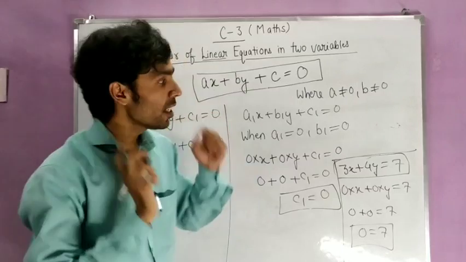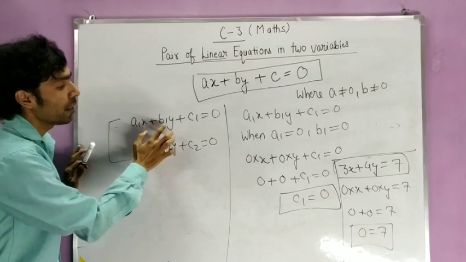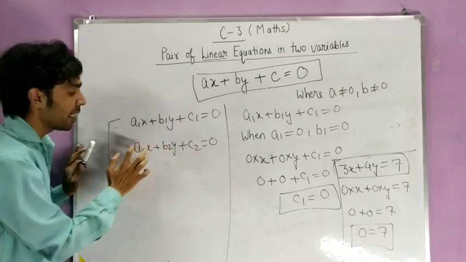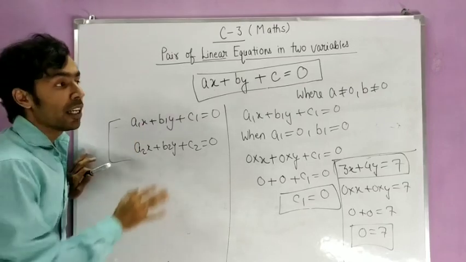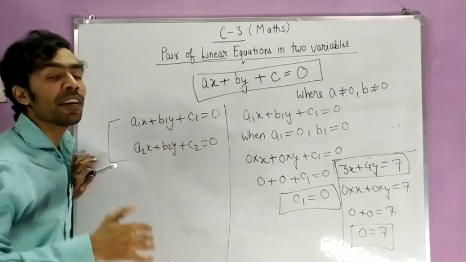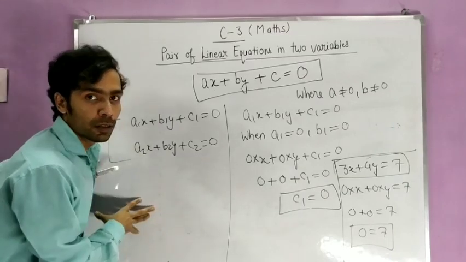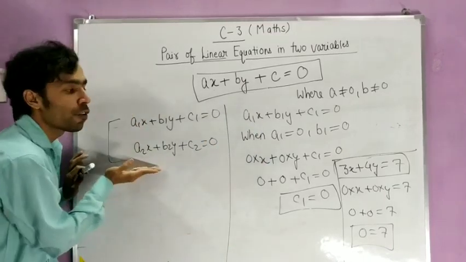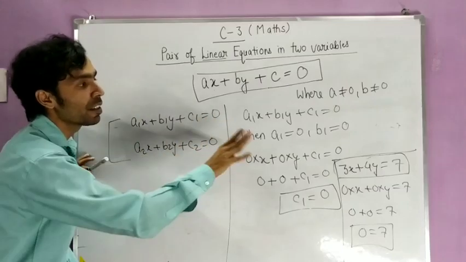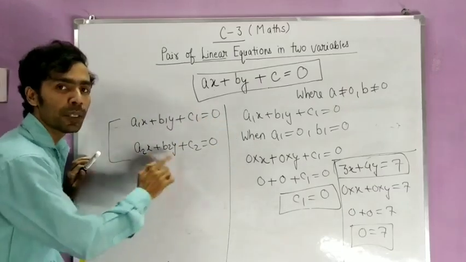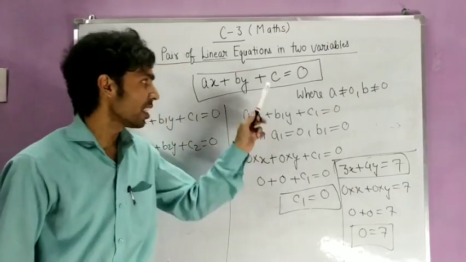Okay, so it is clear that in the linear equation in two variables, a1, b1, sorry, a1, b1 and a2, b2 cannot be 0, because if it were 0, its variable part would be removed, and when the variable part is removed, it will no longer be an equation. Okay, so the same process you can apply for the second equation also. So that's why a1 cannot be 0, b1 cannot be 0, a2 cannot be 0, b2 cannot be 0. Okay, c1 can be 0.